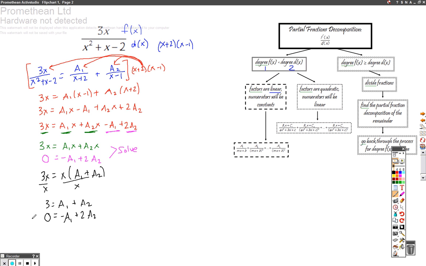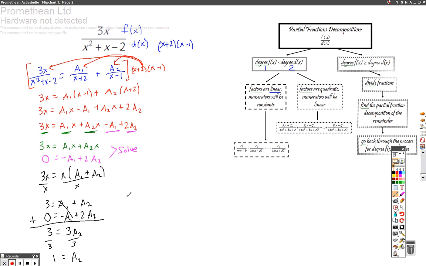And in order to solve this, I'm going to use the elimination method. So I'm going to add these two together. 3 plus 0 equals 3. a1 and negative a1 are going to cancel, which is going to leave me 3a2. I'm going to divide out by 3, divide out by 3, so a2 equals 1. And then I'm just going to substitute back into my equation.